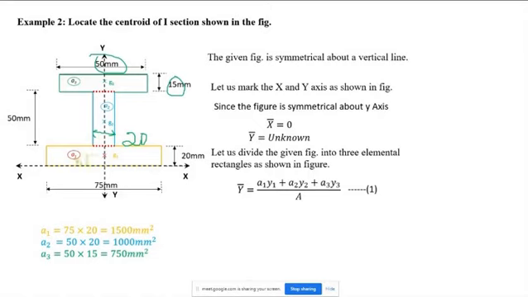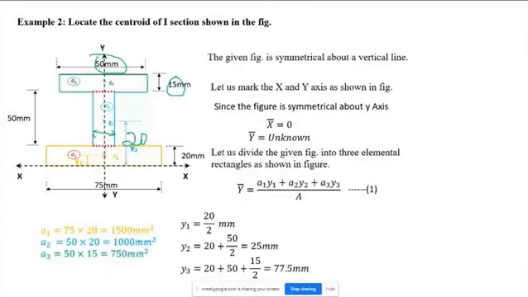Next, we need to calculate y1, y2, y3 values. So y1 is nothing but the distance of G1 from the x-axis, which is equal to 20 divided by 2. Similarly, y2 is the distance of G2 from the x-axis, which is equal to 20 plus 50 by 2, that is 20 plus 25, 45. Similarly, y3 is the distance of G3 from the x-axis, which is equal to 20 plus 50 plus 15 divided by 2, 77.5. That's all.